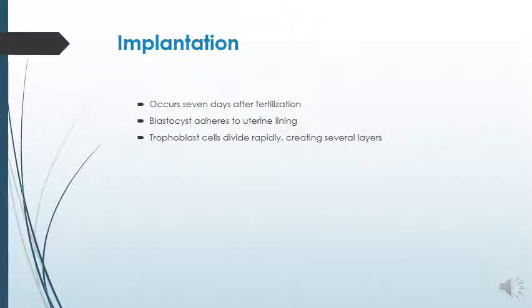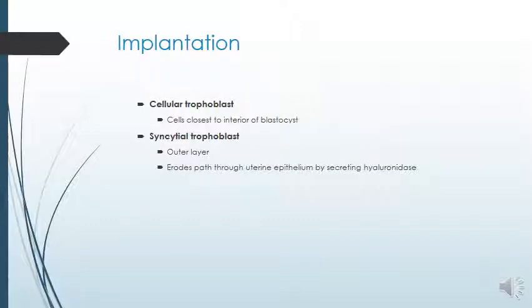Implantation occurs 7 days after fertilization. The blastocyst attaches to the uterine lining, or adheres to it. The trophoblast cells divide rapidly, and they create several layers. At the point of contact on the uterine wall, the trophoblast cells divide rapidly, making the trophoblast several layers thick, and the cells closest to the interior of the blastocyst remain intact, forming a layer which is referred to as the cellular trophoblast, or the cytotrophoblast.